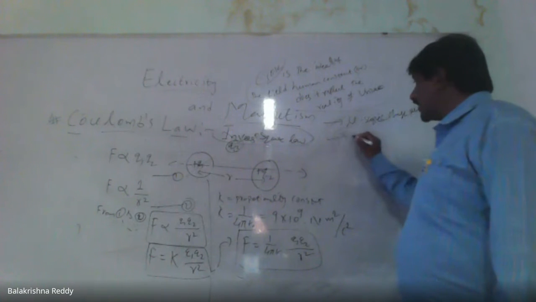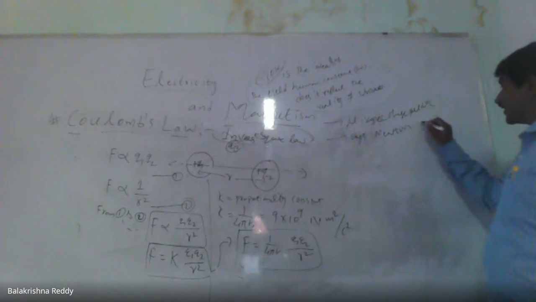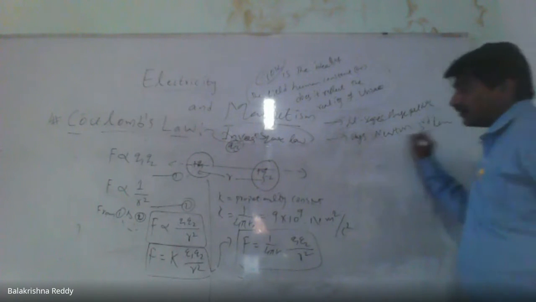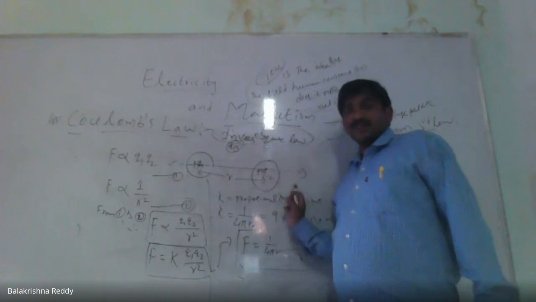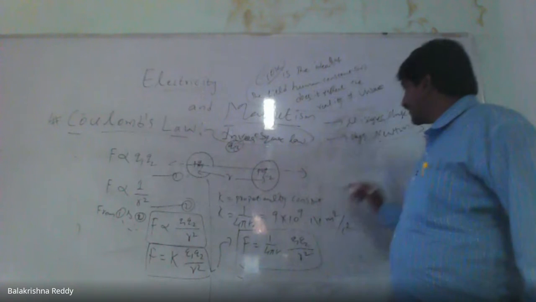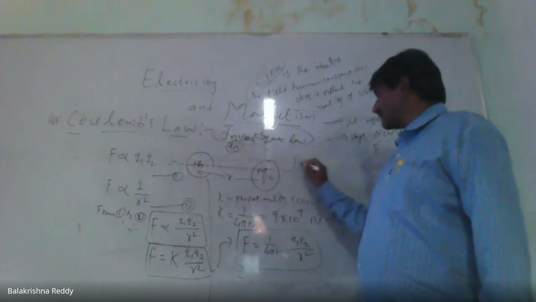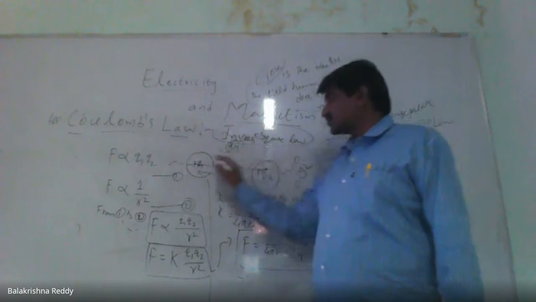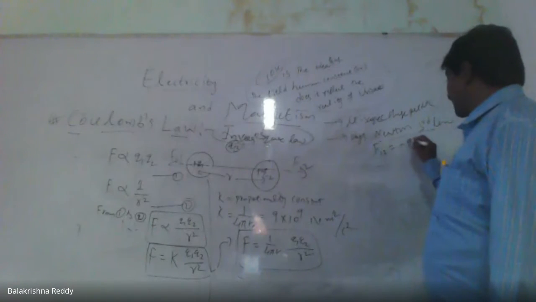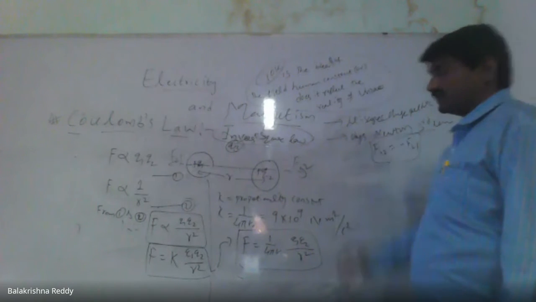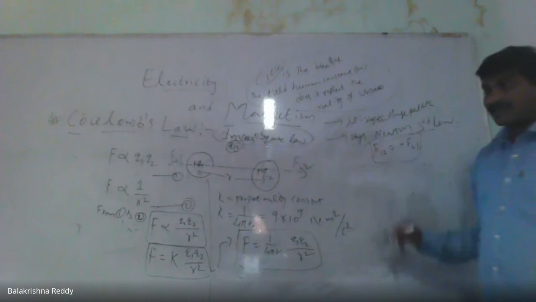Coulomb's law obeys Newton's third law. Because if this force is acting outwards and opposite to that, this force is also acting outwards, then we can write: force exerted by charge 1 on 2 is F12, force exerted by charge 2 on 1 is F21, with the opposite direction. F12 equals minus F21. This is nothing but a characteristic of Coulomb's law.